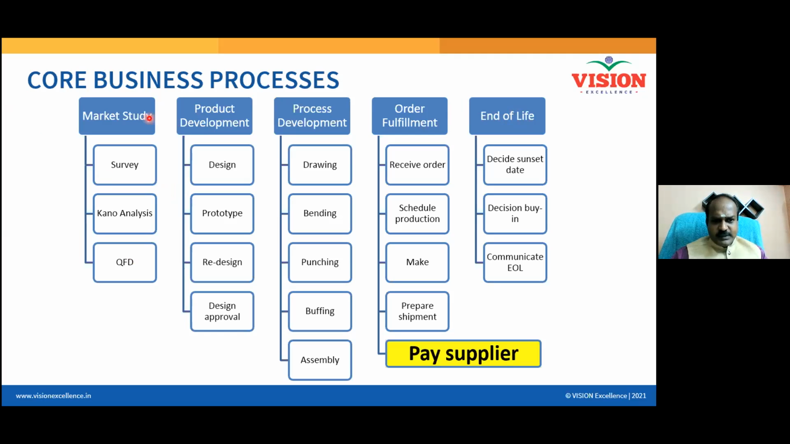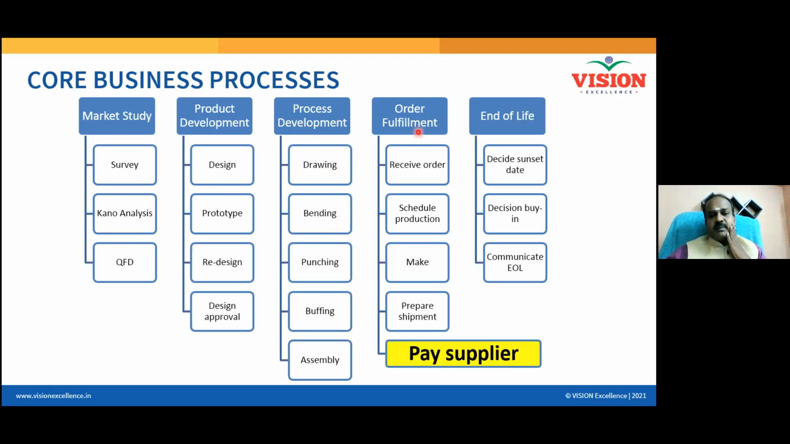Now these are the broader level 1 processes. Why should you know about it? If a failure happens, it is important to know which particular process you need to improve, isn't it? So this is how broadly the processes exist in your company. Then under each category, you can see a lot of other processes. For example, in a manufacturing company, processes like drawing, bending, punching, and so many things will be there. Similarly, product development means designing, prototype development, redesigning, design approval, these kinds of things.